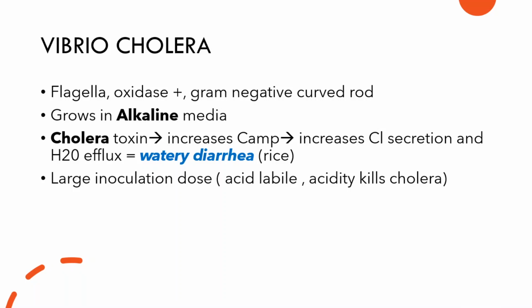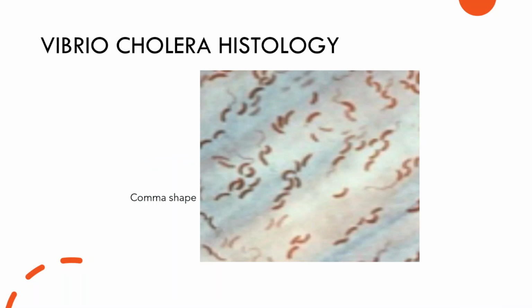It has a large inoculation dose, and it's acid labile, so the acidity in the stomach will kill the cholera. Therefore, much more is needed in order for it to cause an infection. Now let's look at the histology. We said it's comma-shaped. So looking at this, here's a comma-shaped organism with a flagella. Here's another comma-shaped organism with a flagella. Here's another one, comma-shaped with a flagella.